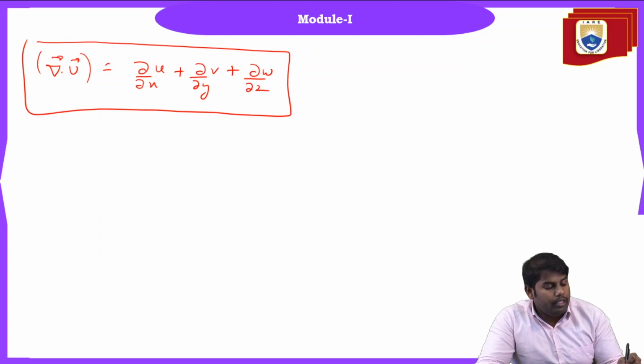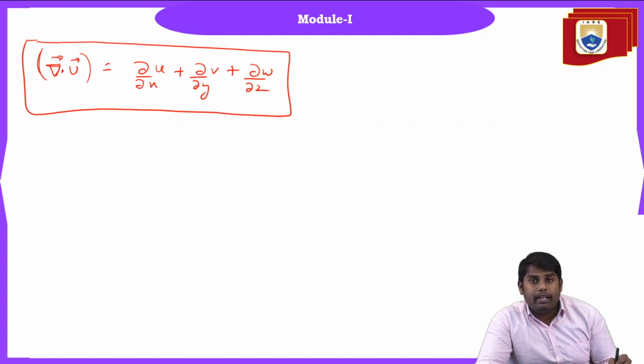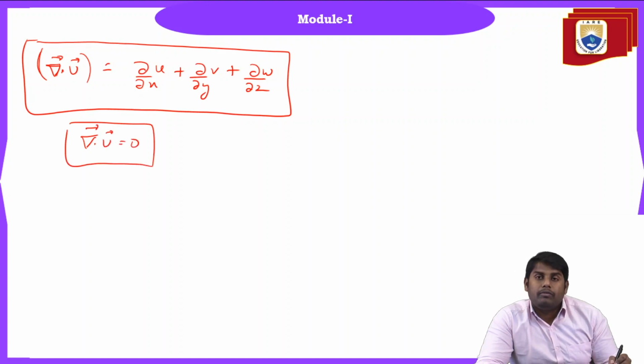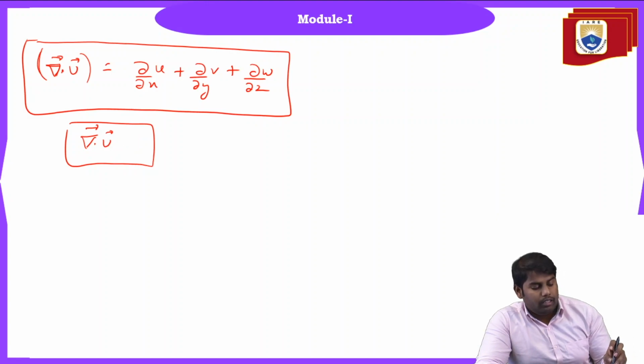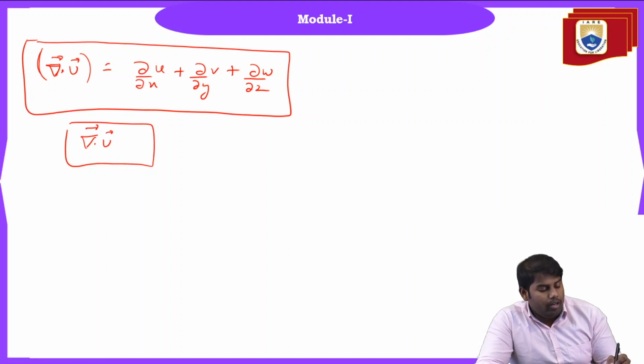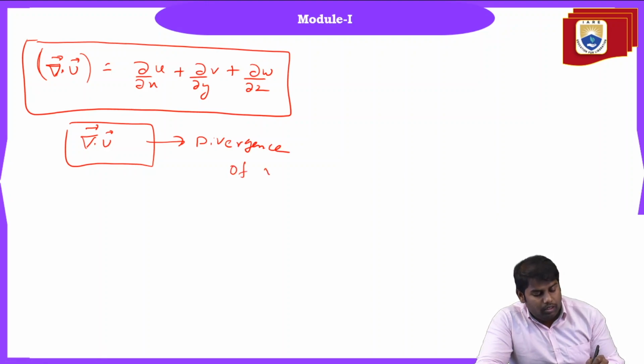Fine. So what is happening here? Even though this is our resulting equation, for the divergence of velocity, del dot u bar, we will take this as 0, for the Laplace equation. This del dot u bar is called the divergence. So this is the divergence of velocity.